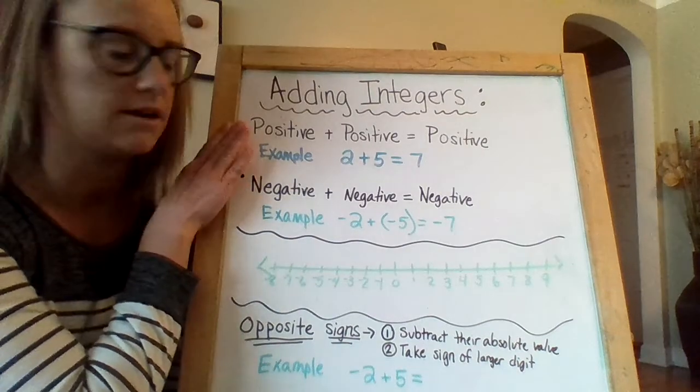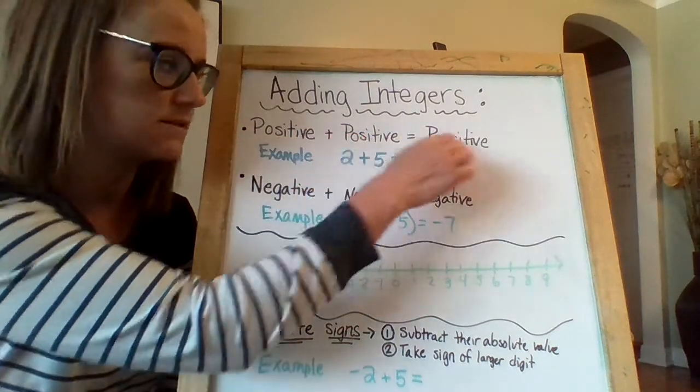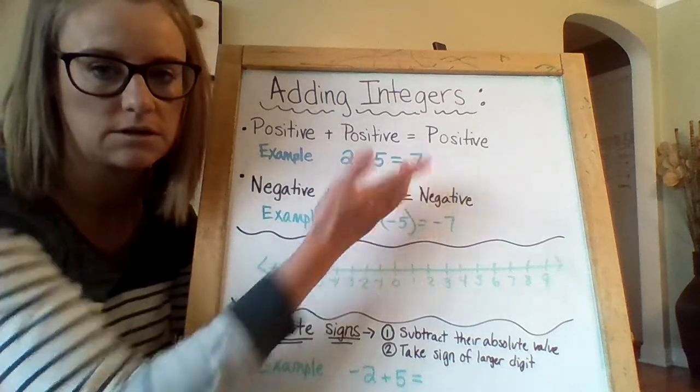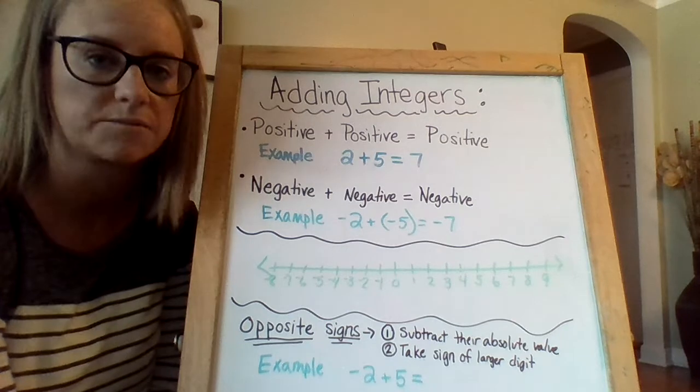So easy does it to start. Positive plus positive equals positive. So for an example, 2 plus 5 equals 7. Just what you've learned since you were young.